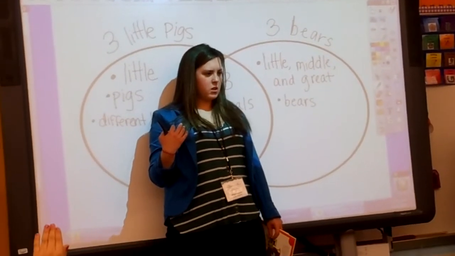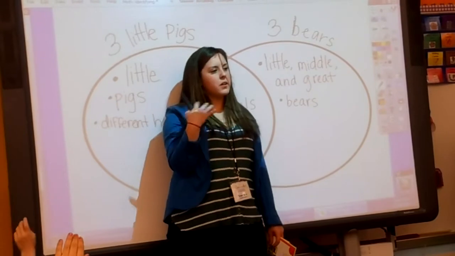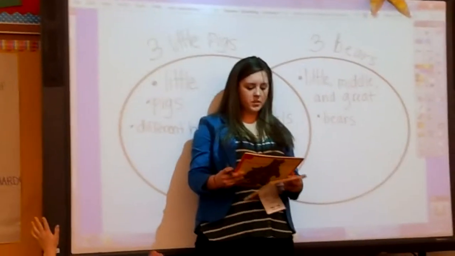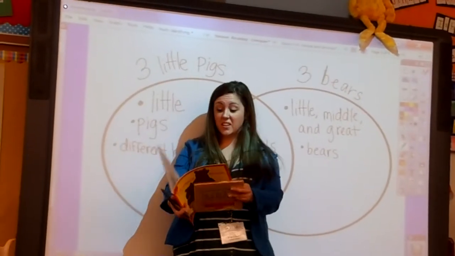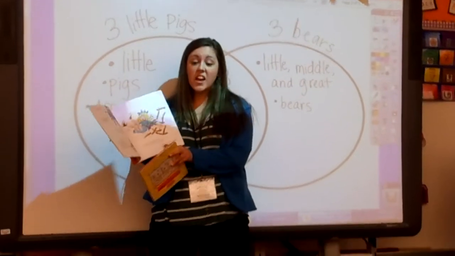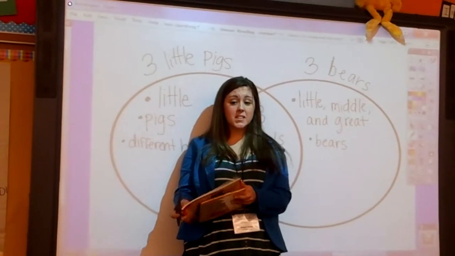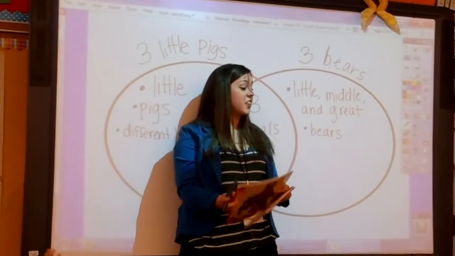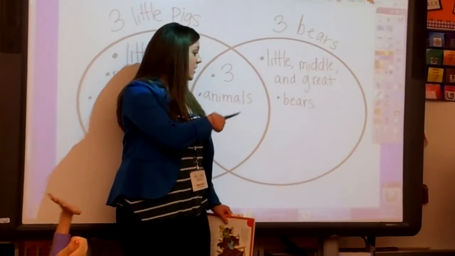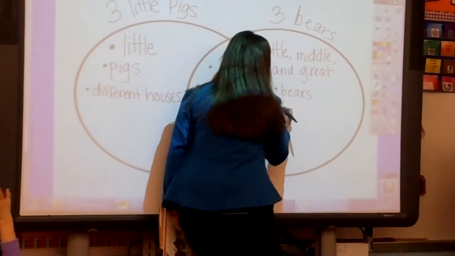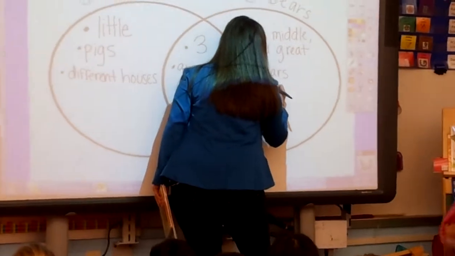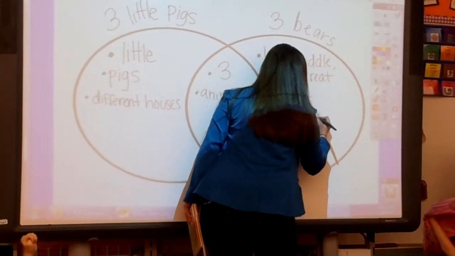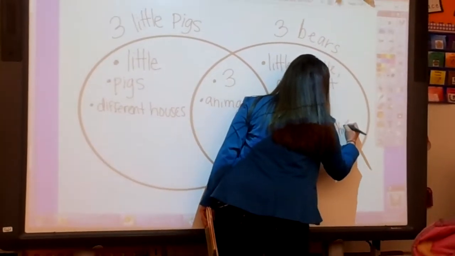They had one house, but they also had their own things in the house. They had porridge, they had chairs, they had beds. So maybe we could say different things. Kitchen. A kitchen, right. I'm going to write down different things in this story. An oven and a baker.